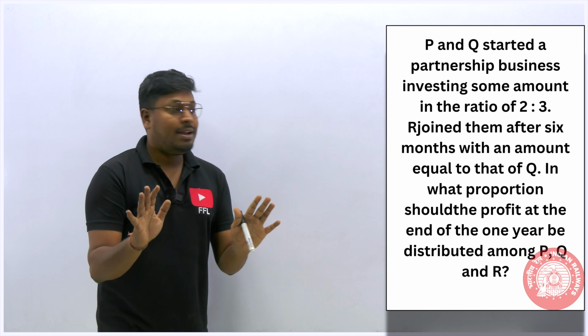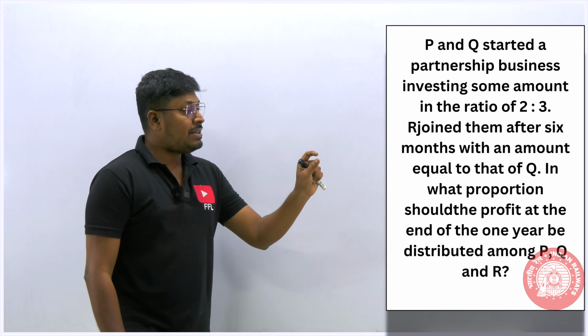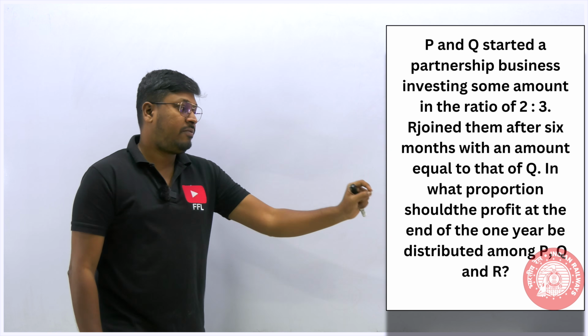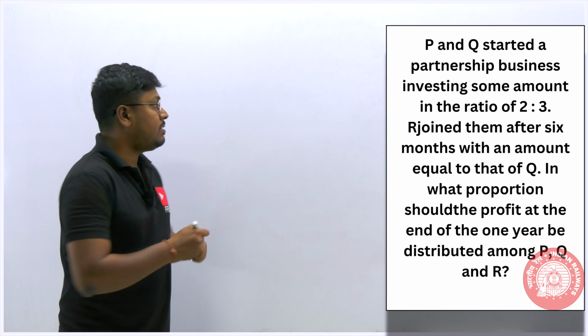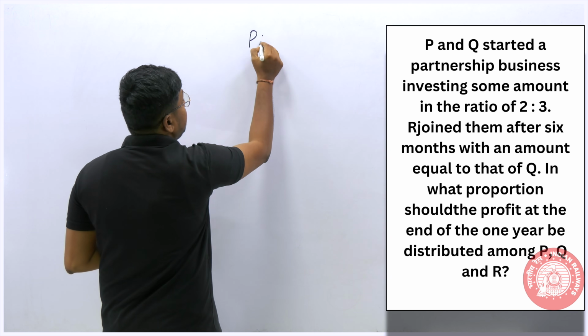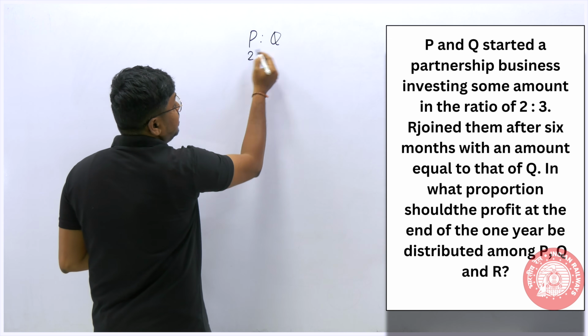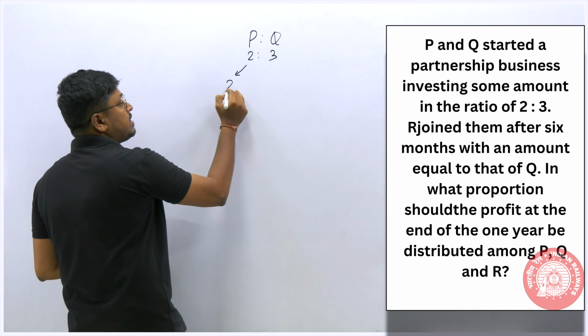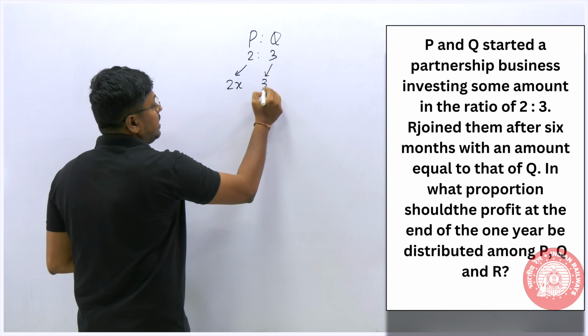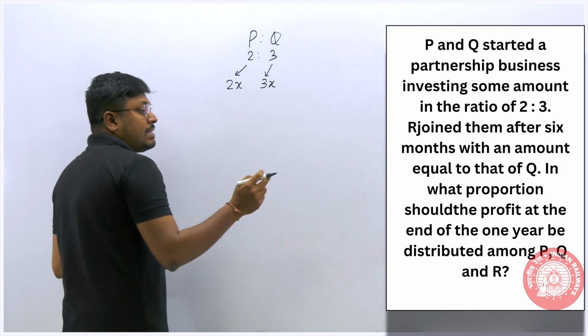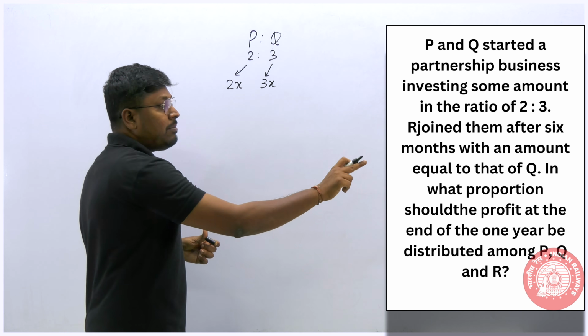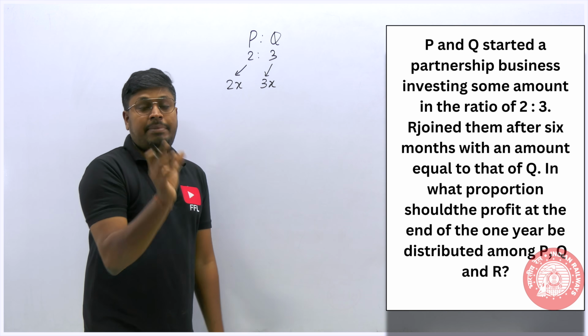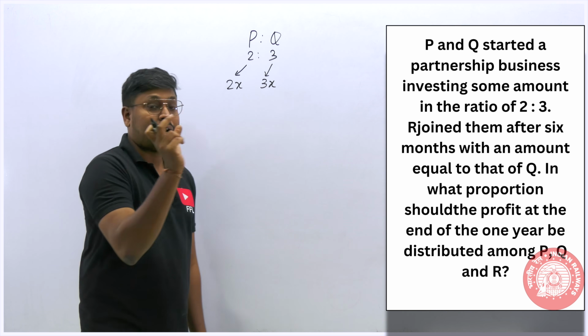What values have they given us? The initial investment of P and Q is 2:3. It's a partnership topic. So P is to Q, the initial investment ratio is 2:3. That means the first person's investment is 2x and the second person's investment is 3x. And what they are saying is that R joined them only after 6 months. That means the total business runs for a year, right?